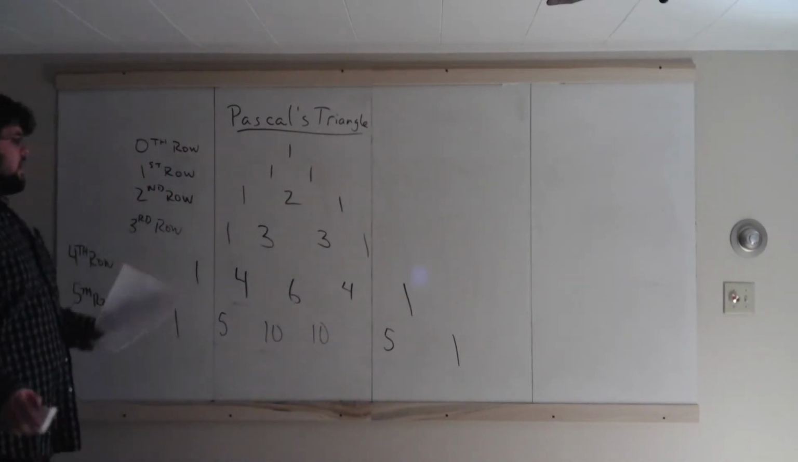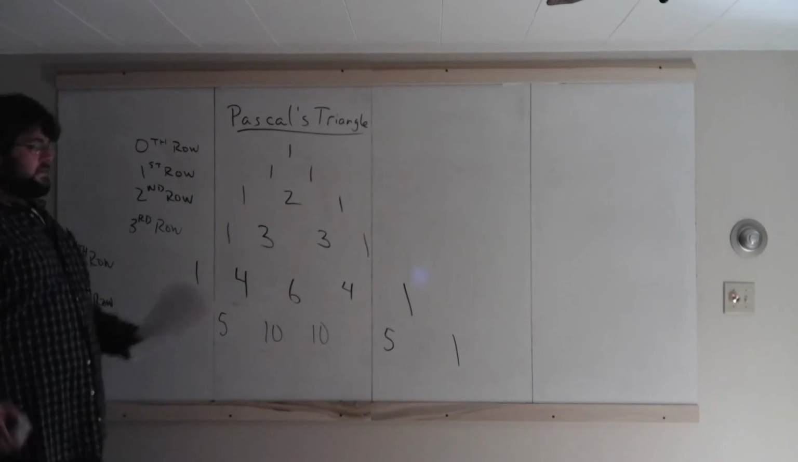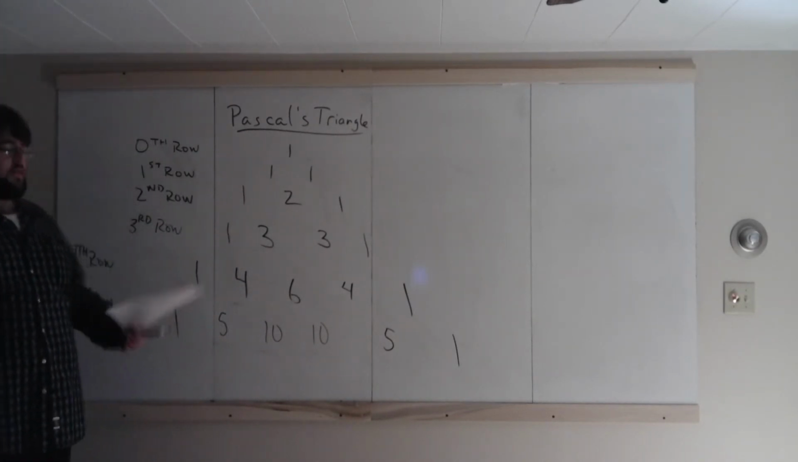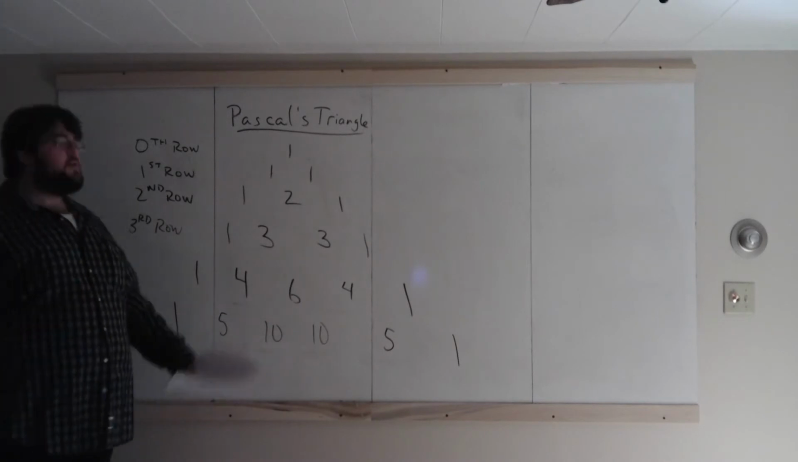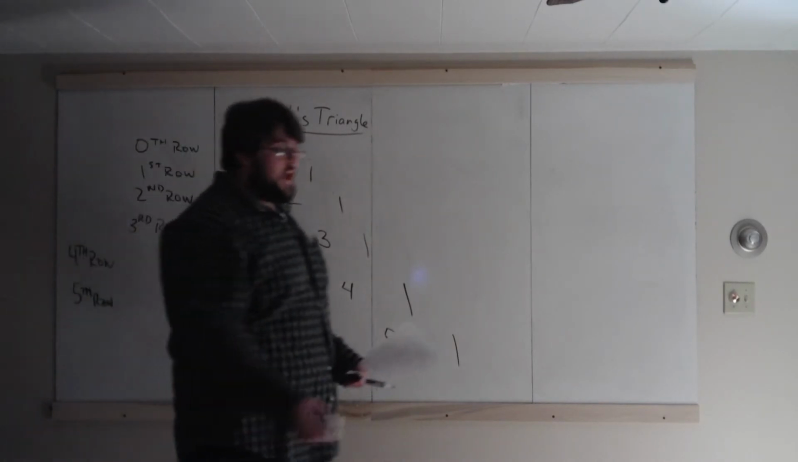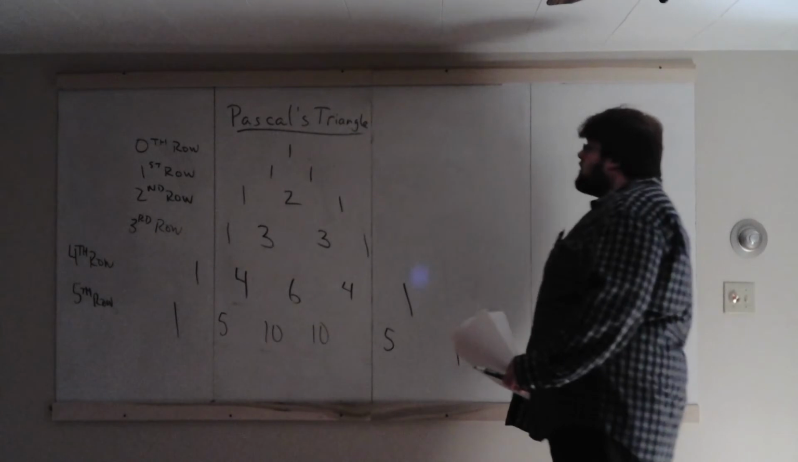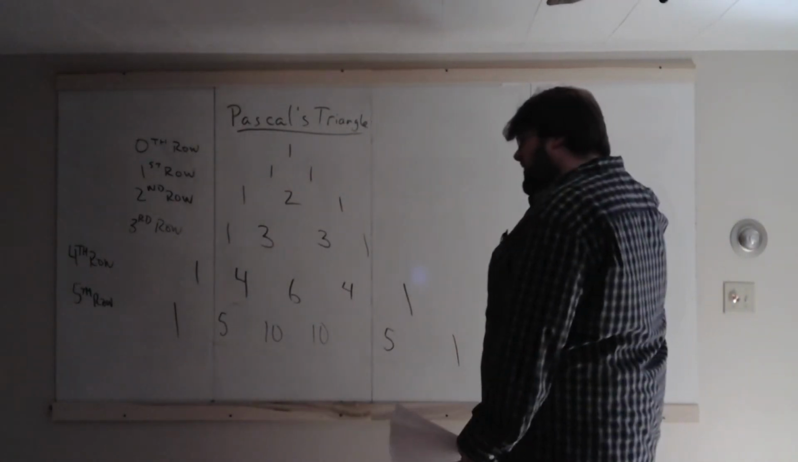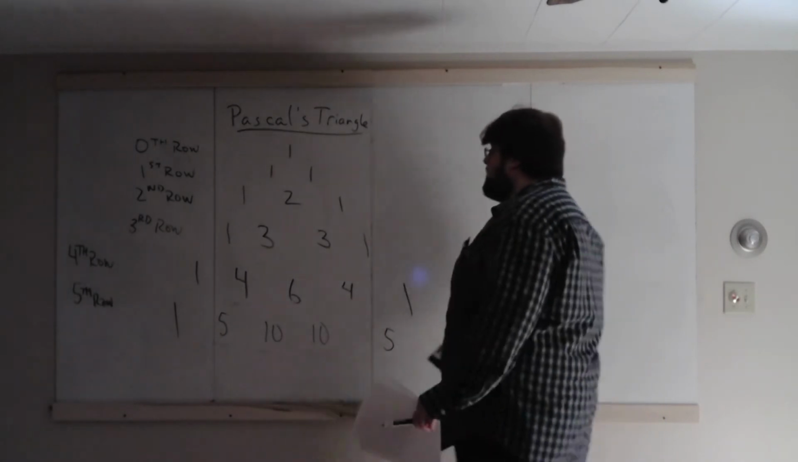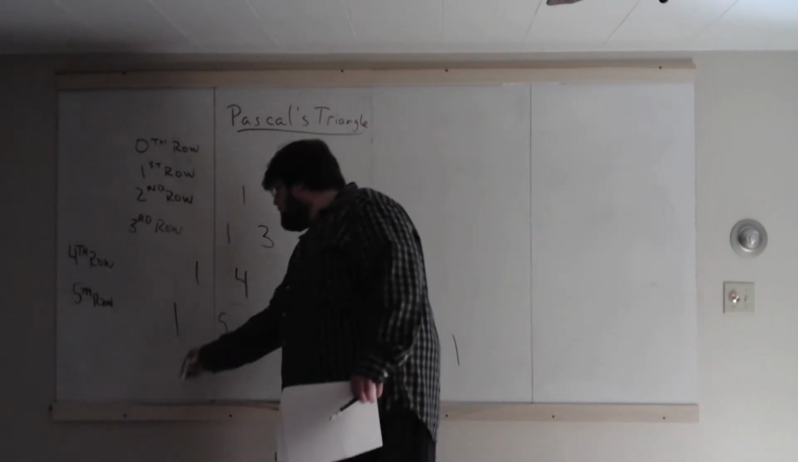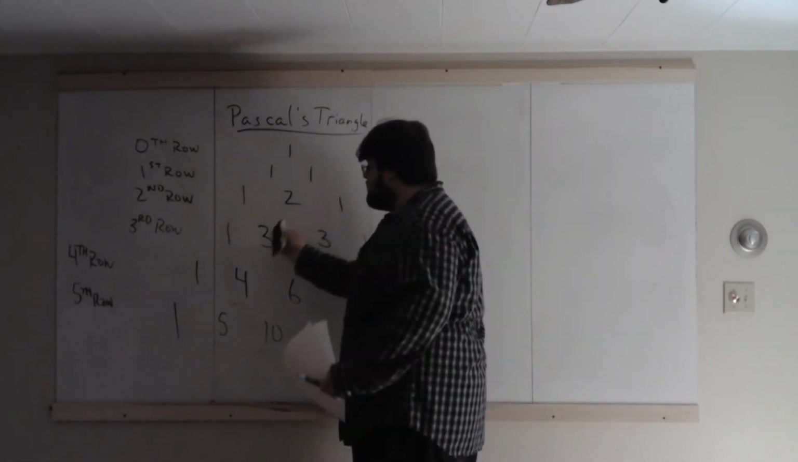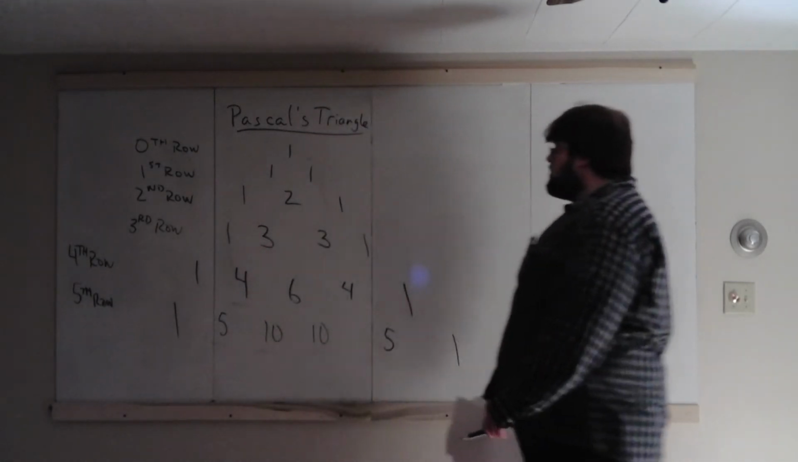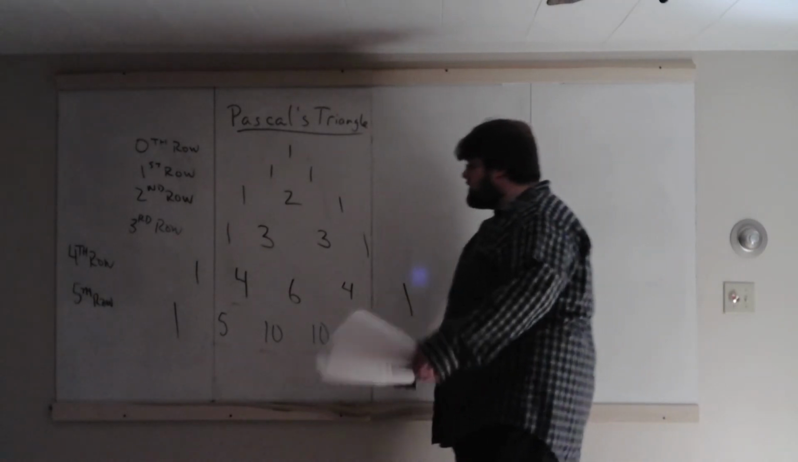But let's look at a couple properties of this. Now, this is a very useful triangle in many branches of math. It shows up in algebra, it shows up in combinatorics, fancy word for counting. We'll talk about a couple of its properties. First, you'll notice this diagonal here, 1, 2, 3, 4, 5, and then keep going, 6, 7, 8, and so on. Those are the counting numbers, 1, 2, 3, 4, 5, 6, 7, 8, and so on.